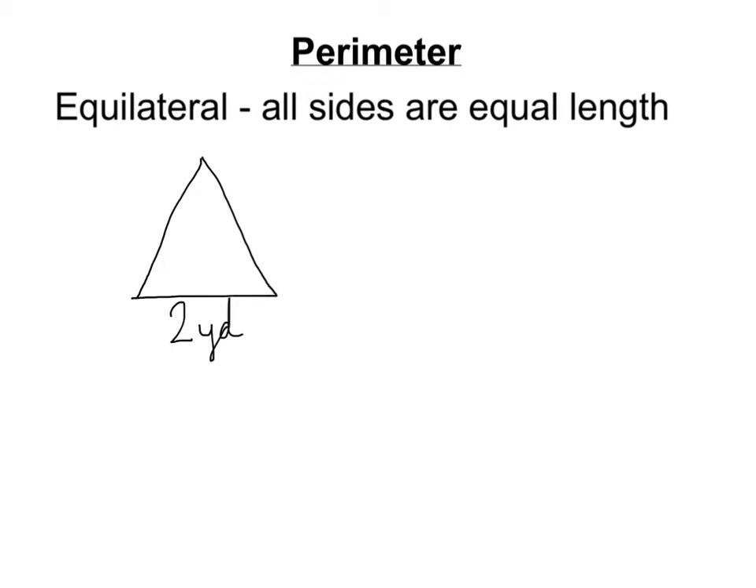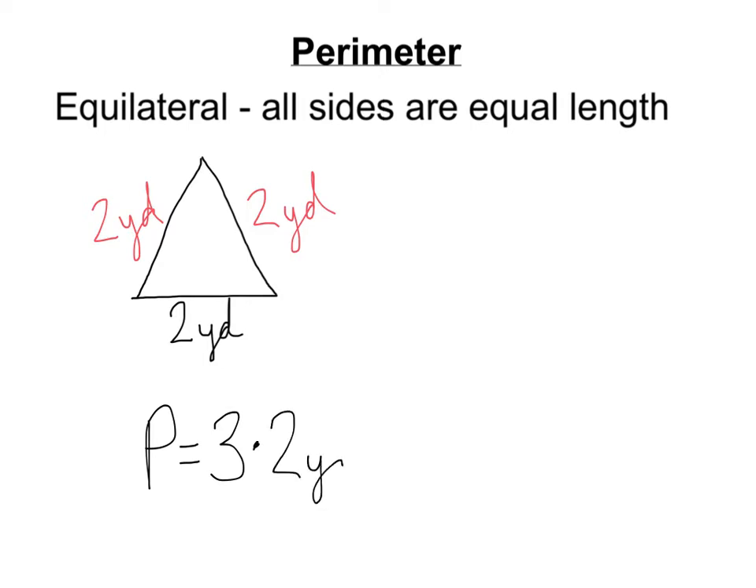So since this is equilateral, I know if the bottom is 2 yards, that the other 2 sides are 2 yards as well. So to find the perimeter, instead of adding that up 3 times, I'm just going to take it and multiply it by 3. So the perimeter here is 6 yards.